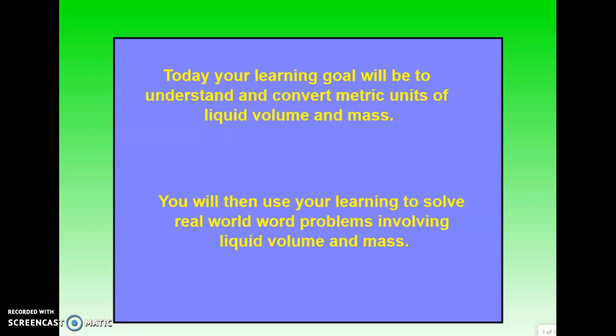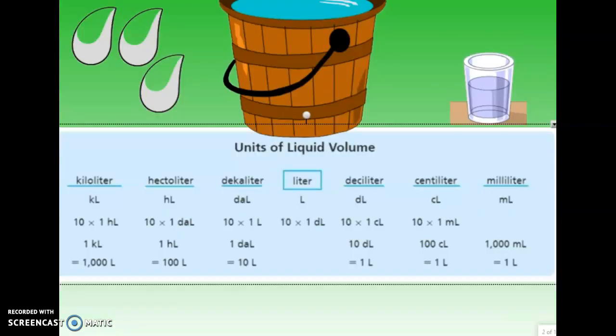And then we're going to talk about how to measure metric units of mass. Now, mass and weight will be interchangeable today in math class. In science, mass and weight are slightly different, and we'll talk about that in science class. But for today, when you think of the word mass, we're thinking about weight. How much does something weigh? So we're measuring liquid volume and weight today. You'll then use your learning to solve real-world word problems involving liquid volume and mass. So let's get started by looking at our chart.